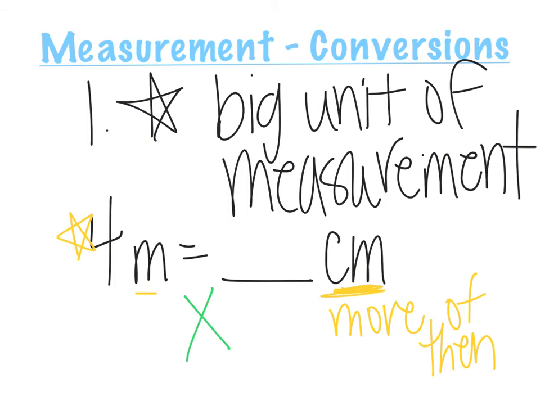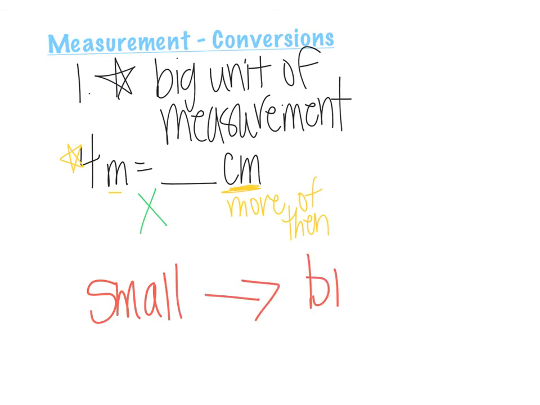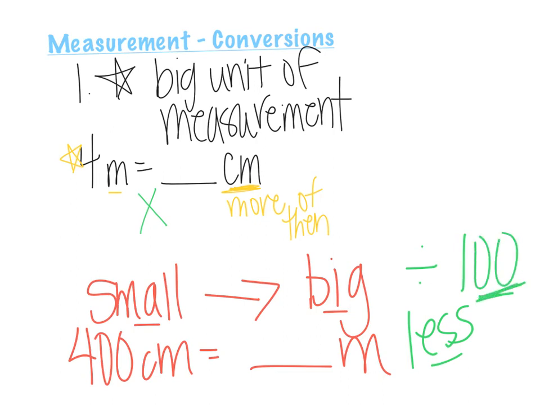Now, if I was going from a small unit to a big unit of measurement, so if I was going the opposite way and I was trying to figure out 400 centimeters, how many are in a meter? Well, if I'm going from a small unit to a big unit, I know that I need less of those. I would need less meters because meters are a bigger unit. So if I needed less, then I knew I would be dividing by 100. And I know what number to use because I check my conversion chart. The reference materials on my star tell me exactly what the conversion is. So if I go from centimeters to meters, I'm going to be dividing by 100.